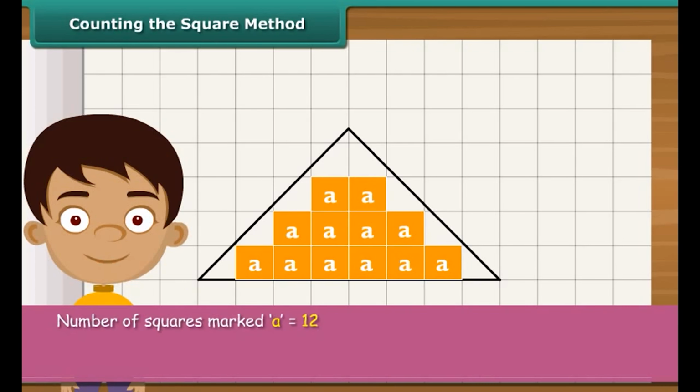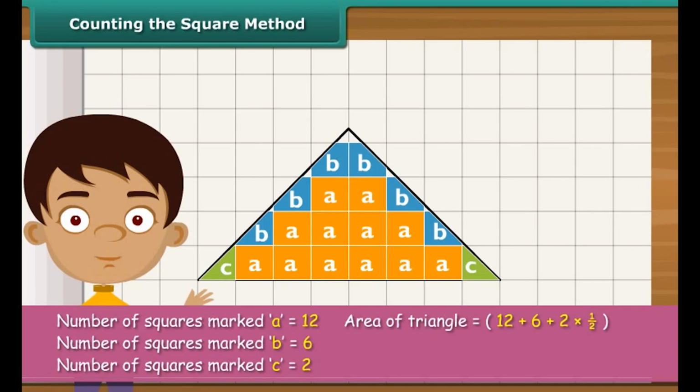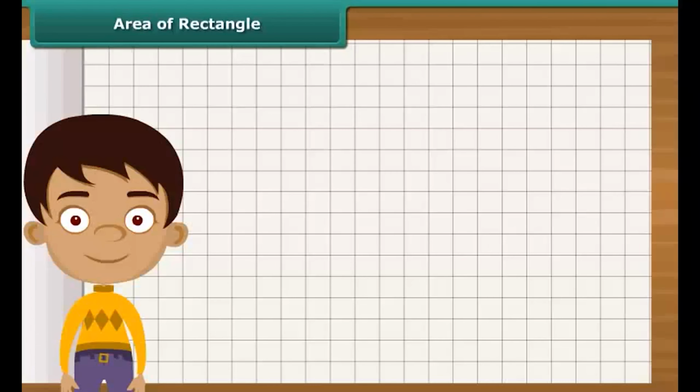Then count the squares whose more than half part is enclosed by the triangle. Mark these as B. Now count the squares whose exact half part is enclosed by the triangle. Mark each of these as C. Ignore the squares whose less than half part is enclosed by the triangle. The area of the triangle is 19 square centimeters.